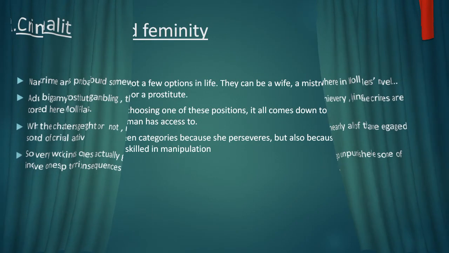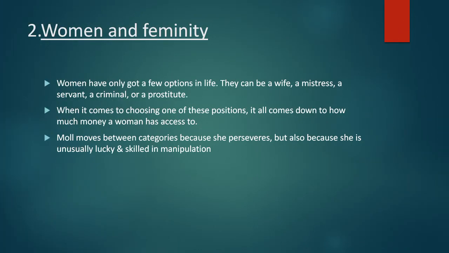Second is women and femininity. Women have only got a few options in life. They can be mistress, wife, servant, criminal, or a prostitute. At the time, women lived friendless. When it comes to choosing one of these positions, it all comes down to how much money a woman has access to. Moll moves between categories because she possesses money, but also because she is unusually lucky and skilled in manipulation.